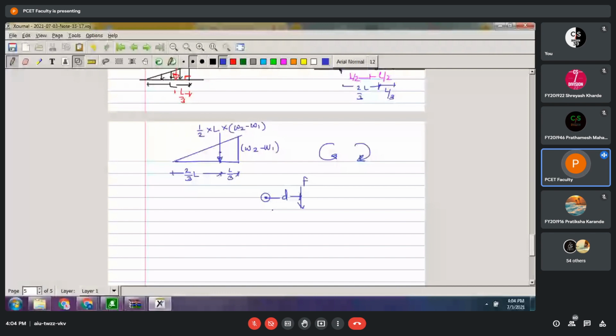But this is not the case with couple, because couple is the action of two parallel forces which have the same magnitude and are separated by a perpendicular distance. So they have an effect of rotation about the third perpendicular axis which is coming towards you. So force is a sliding vector. You can slide it anywhere on its line of action, law of transmissibility.